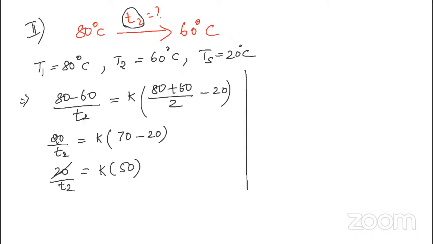So let us now cancel this one. This is 2 times and this is 5 times. So finally here it is 2 by T2 is equal to k into 5. So this is equation number 2.